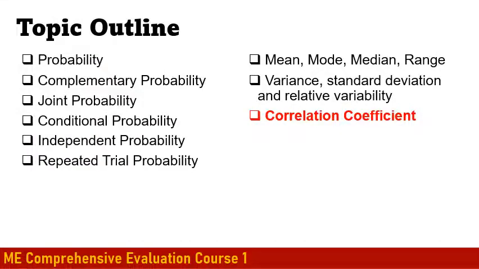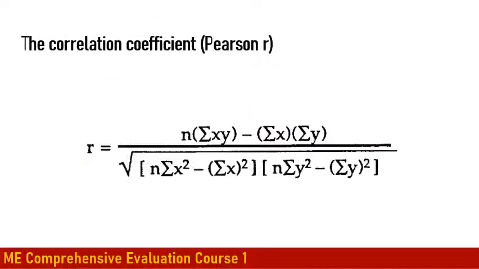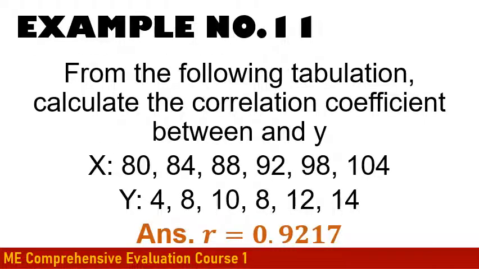Finally, the correlation coefficient. The total correlation coefficient can be computed manually using this formula. Let us have an example. From the following tabulation, calculate the correlation coefficient between x and y. Correlation is also a way for us to determine whether the first parameter has an effect on the second and vice versa. For example, whether the score of the students in math has an effect on the score in English, and so on and so forth.